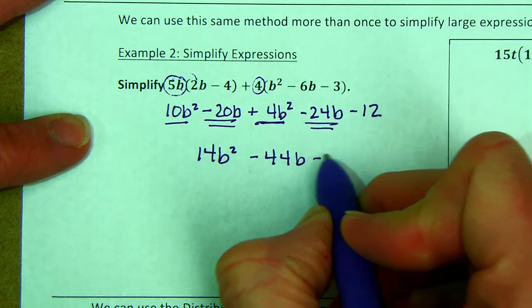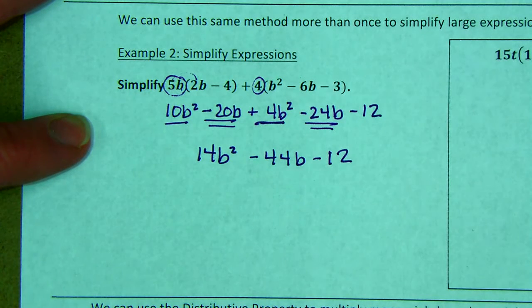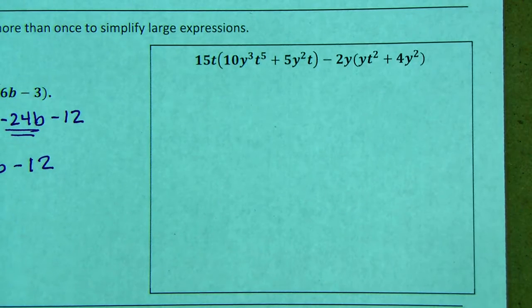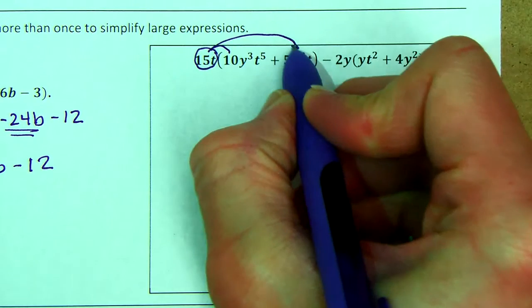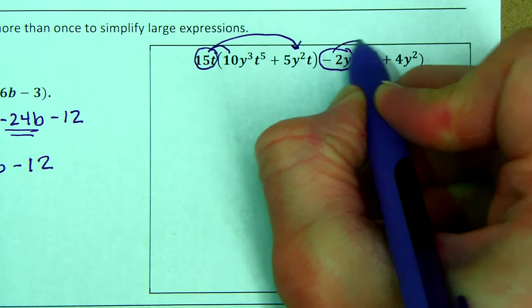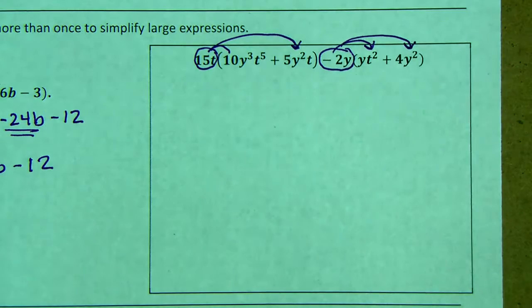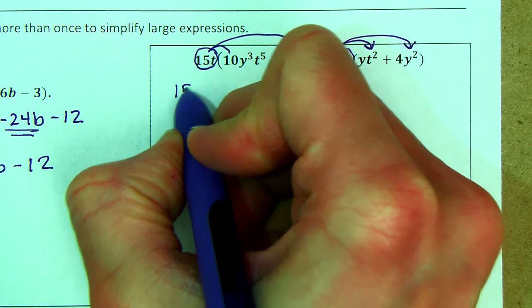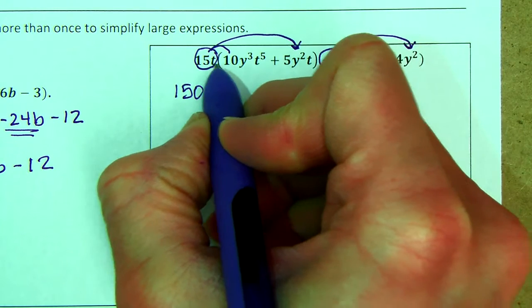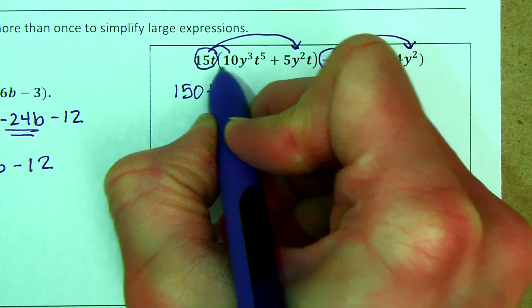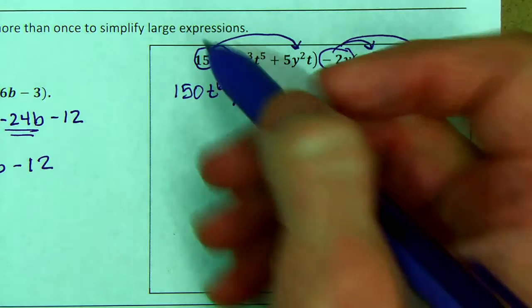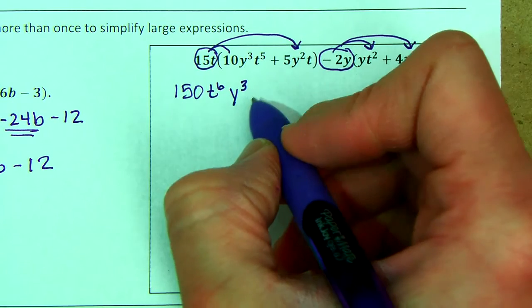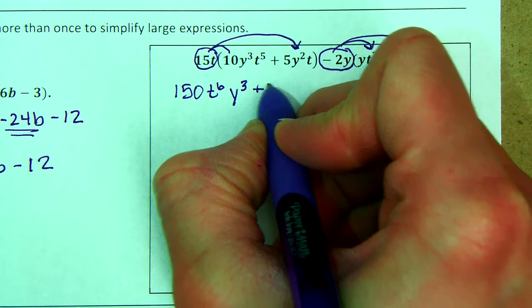All right, let's try another one. That's the example in the box here. This is a big one, and be careful. So we're distributing the 15t to both of those, and then we will distribute a negative 2y to both of these. All right, so we have 15 times 10 is 150. I have a t to the 6th. I'm going to go ahead and write that first, and then y to the 3rd. That still stays there, but it just stays y to the 3rd. And then we have a 15 times 5 is 75. T to the 2nd, y to the 2nd.